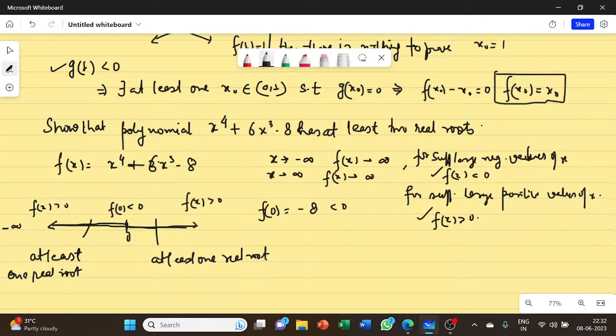So in totality, I can say that my function, which is x to the power 4 plus 6x cube minus 8, will have at least 2 real roots. So it implies x to the power 4 plus 6x cube minus 8 will have at least 2 real roots.